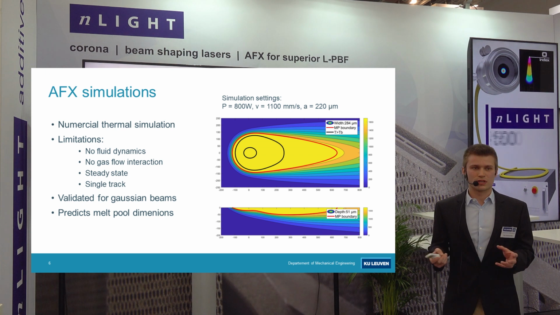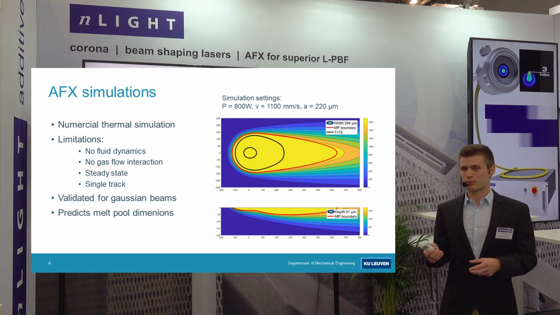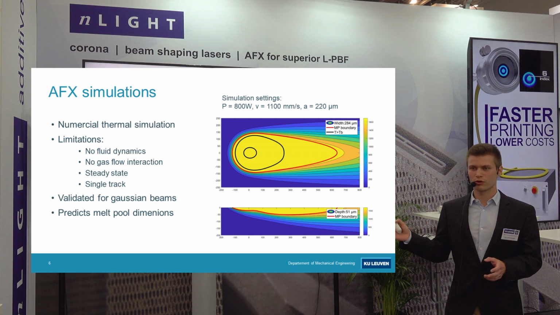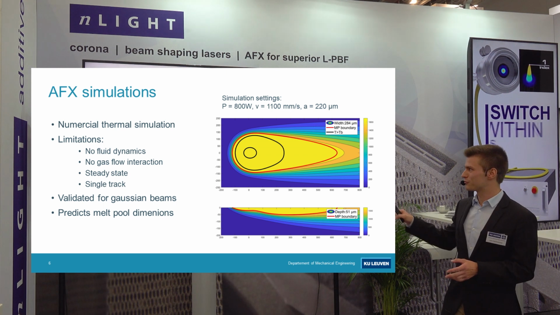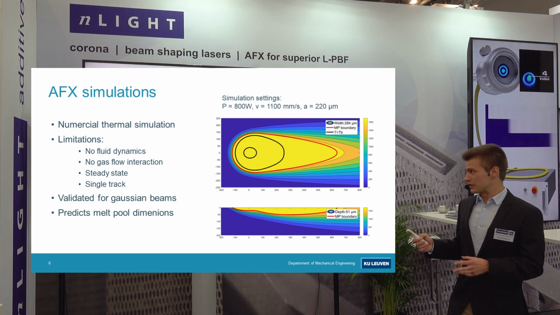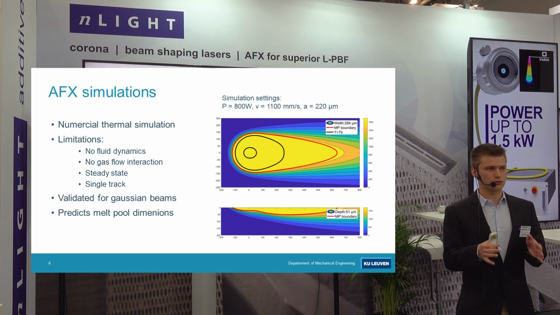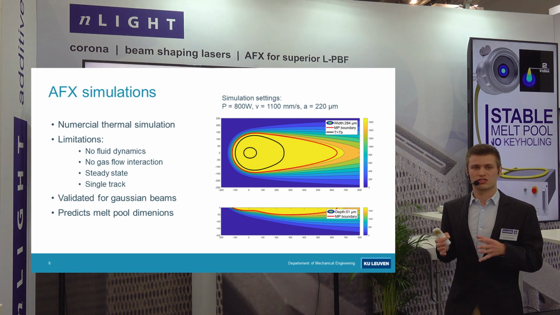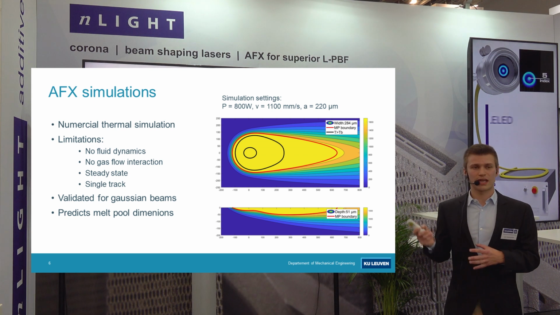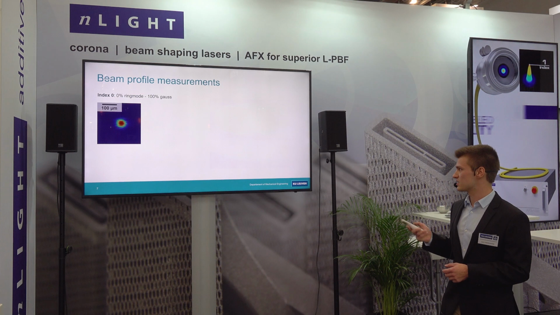You can do this in two ways. You can start with a high-fidelity multi-physics simulation, but then every parameter set will take you hours or days to simulate. What we did is we threw overboard half of the physics. We don't look at fluid dynamics. We only look at steady-state melting. But still, we can achieve the dimensions of the melt pool up to 10 to 15% accuracy, which is sufficient to generate the process windows that we want to do. And this model is already validated for a Gaussian beam, so we extended it to use the different intensity profiles.